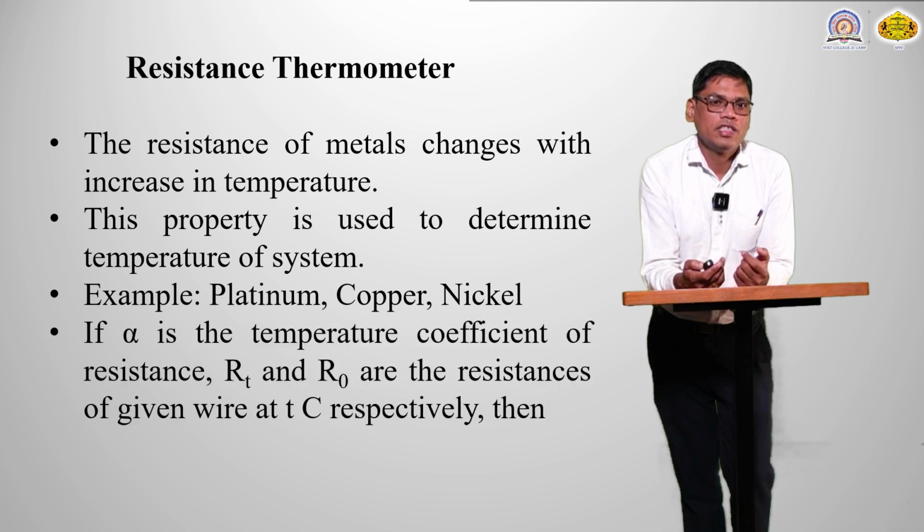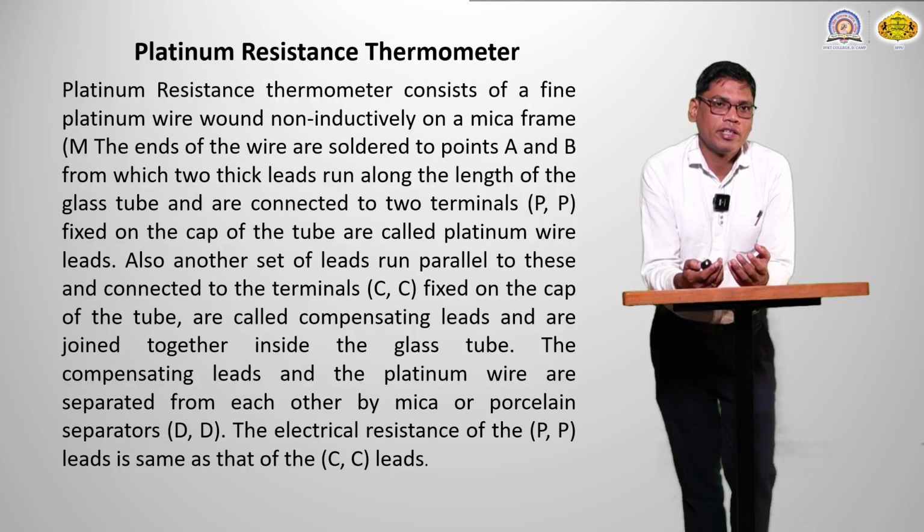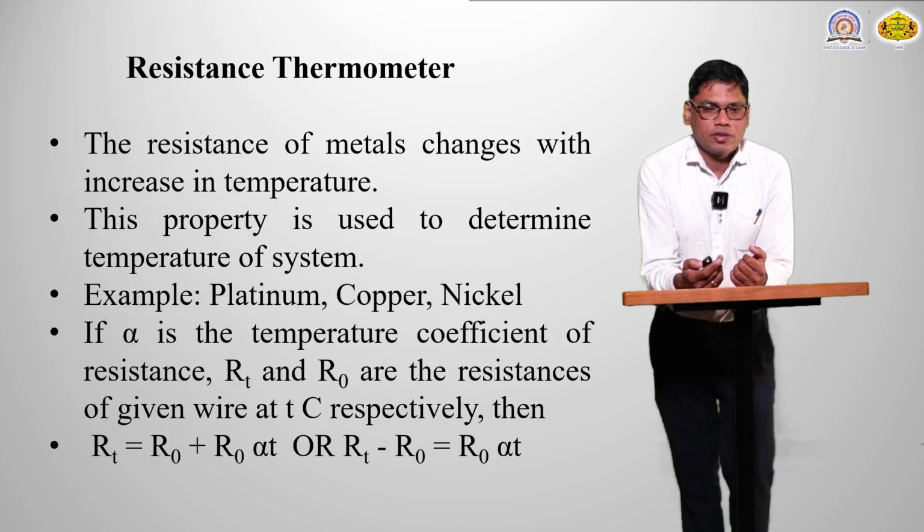If alpha is the temperature coefficient of resistance, and RT and R0 are the resistances at temperature T and at 0 degrees Celsius, then RT is equal to R0 plus R0 alpha T, or RT minus R0 is equal to R0 alpha T. From that we can find the change in the temperature of the system.